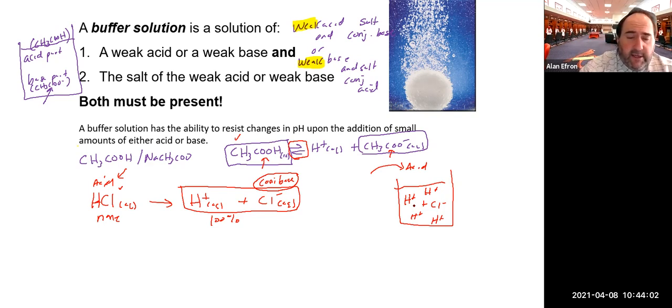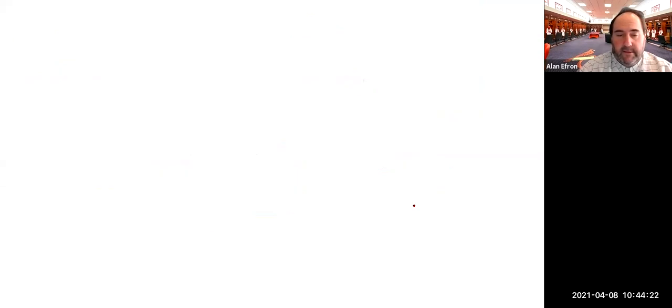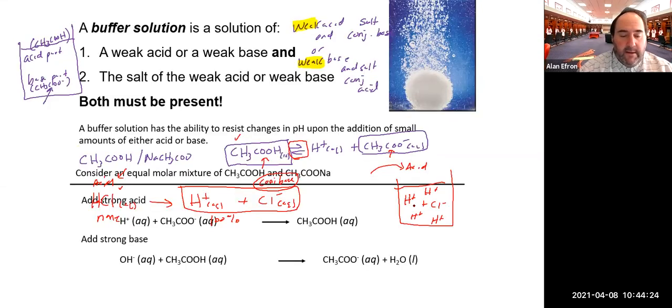All right, so let's talk really though, how does a buffer really function to prevent that pH from going crazy and jumping around and seeing these giant changes in pH. So let's start by talking first off about a solution that is not a buffer, and that is water. And we'll get there here in a second. So let's talk a little bit about water, which is not a buffer.